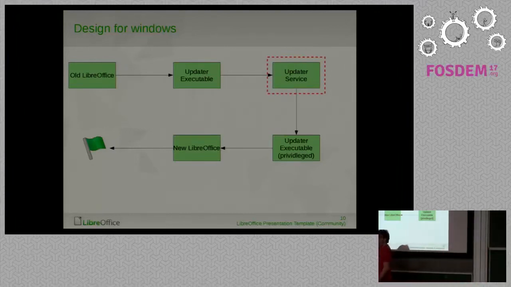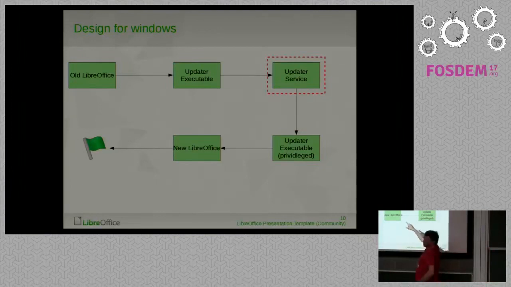We have an old LibreOffice that we want to update. It asks the update server, and the update server tells it, okay, here I have a new update. The LibreOffice instance downloads the update. But now we have a new executable, the updater, that comes in, and we really need that because on Windows we can't change a file that's currently opened by another process. So we can't just change ourselves, which we can on Linux.